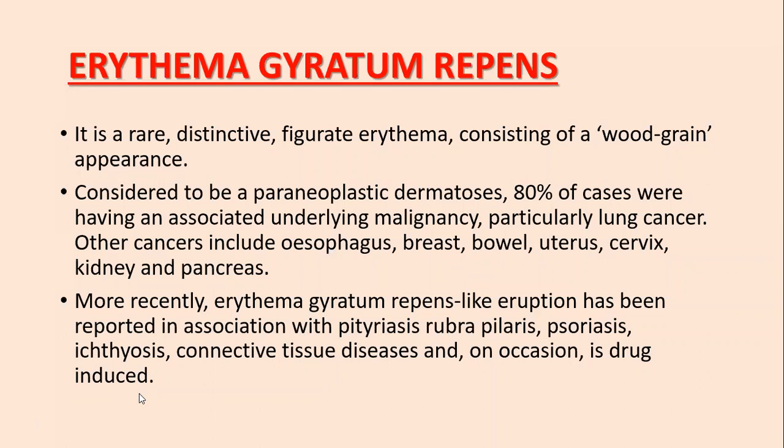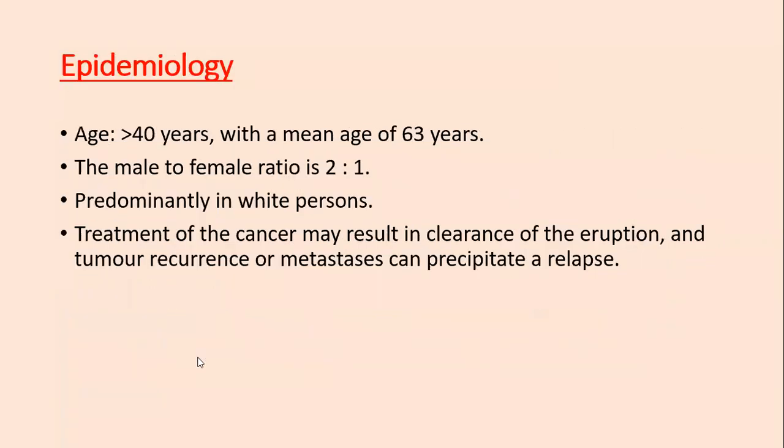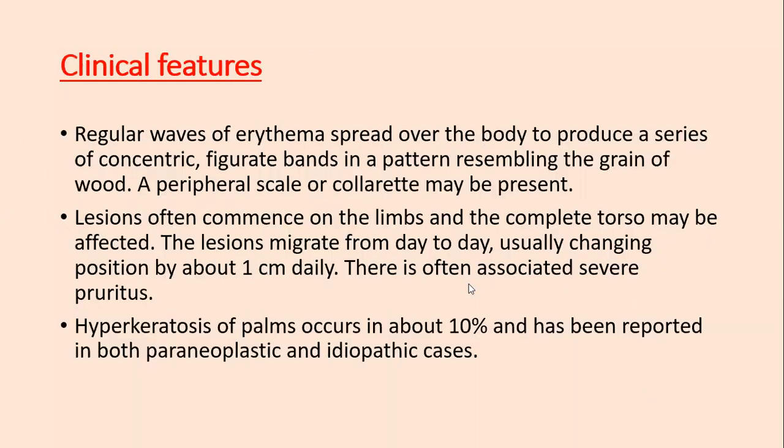More recently, erythema gyratum repens-like eruption has been reported in association with PRP, psoriasis, and ichthyosis. Age more than 40, mean 63, mainly because it is associated with malignancy, male to female 2:1 ratio, predominantly in whites. Treatment of cancer may result in clearance of the eruption, and tumor recurrence results in relapse of the condition.